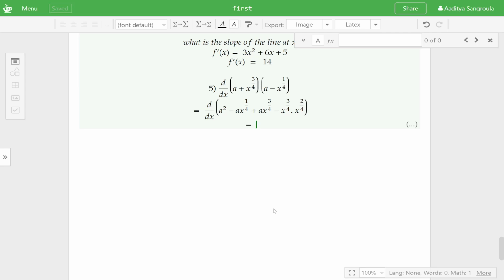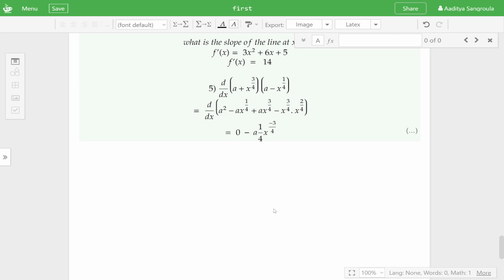And now the derivative of a squared, it's not going to be 2a because a is a constant. So if a is a constant, then let's say a squared is b. So the derivative of b, which is a constant, is 0. Minus a times the derivative of x raised to the power 1 over 4, that's going to be 1 over 4 times x raised to the power 1 over 4 minus 1. 1 over 4 minus 1 is giving us minus 3 over 4.